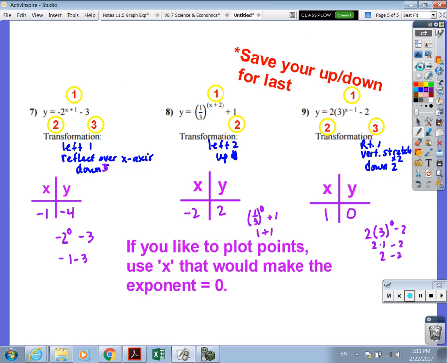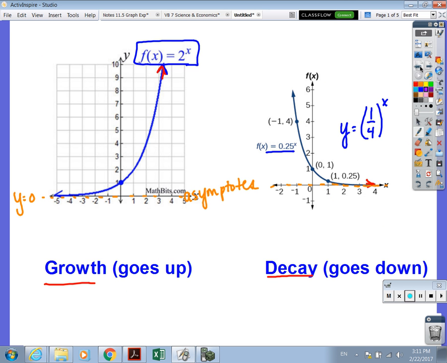I think the main thing, though, is to recognize your shape. If it goes down as it goes to the right, it's called decay, and that's because your base is less than 1. If it goes up as it goes to the right, it's called growth, and that means your base is a number bigger than 1.